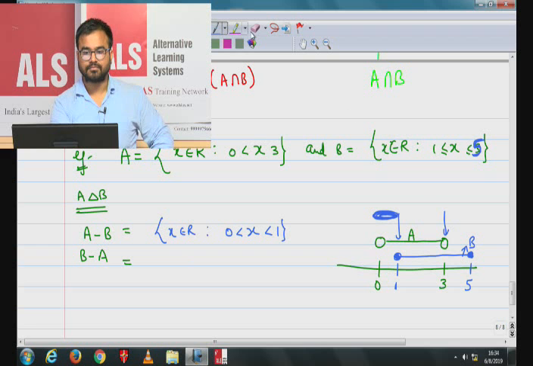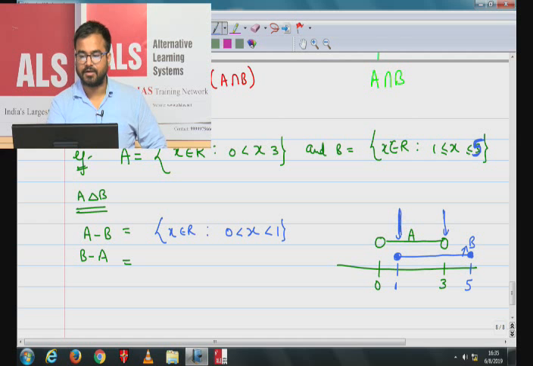Now if we have to do B minus A, then see, B is going from 1 to 5, and from this B we have to eliminate the part of A. It means this region we have to eliminate. So if we eliminate this region, the leftover in B will be only this much.